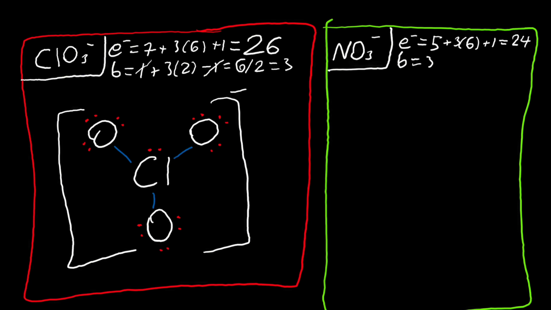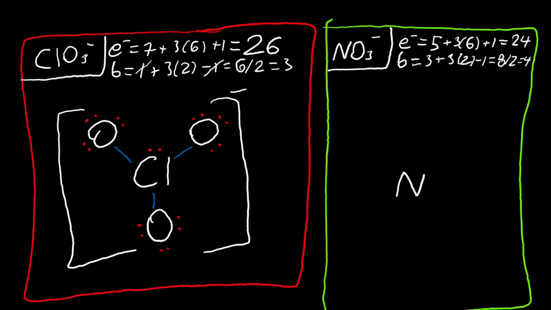And then finally, for the number of bonds, nitrogen needs 3 electrons, and the 3 oxygens each need 2 electrons. And then we are subtracting 1 electron as it is going to be a lone pair and not one of the bonds. And so 3 times 2 is 6, plus 3 is 9, minus 1 is 8. And 8 divided by 2 is 4, meaning that there's going to be 4 bonds.